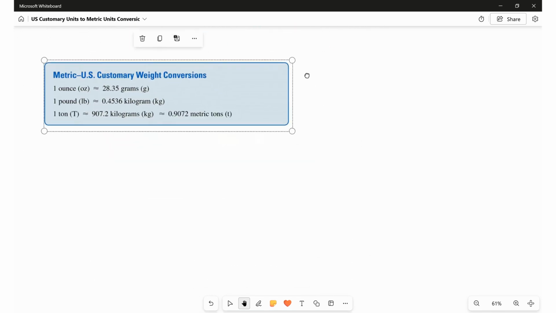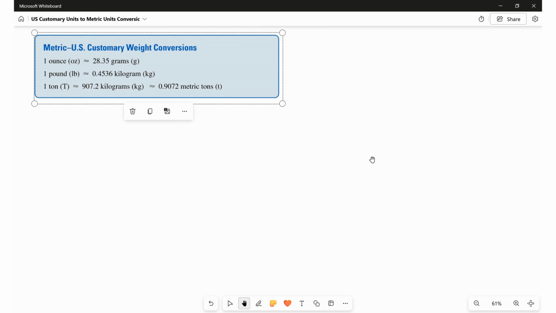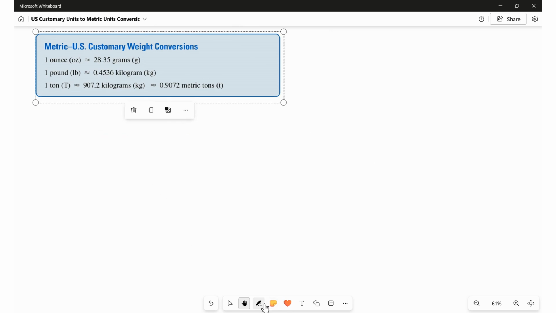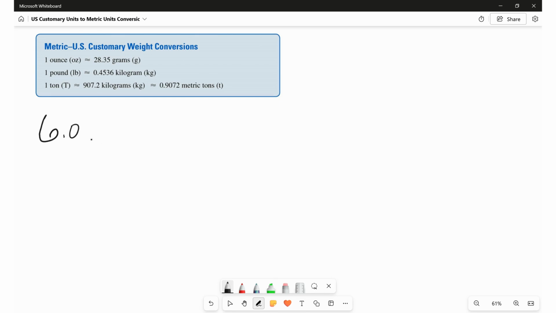So now let's get into some weight conversions. So we have our metric to US customary weight conversions, or customary weight conversions to metric. And let's do a couple of these. Let's start out and say that we want to convert 6 ounces and we want to convert that to grams.